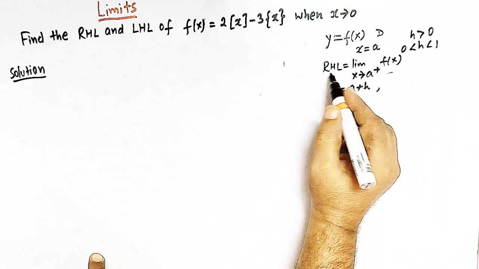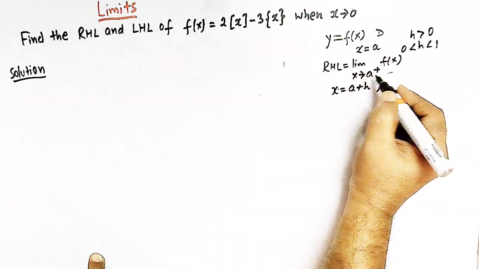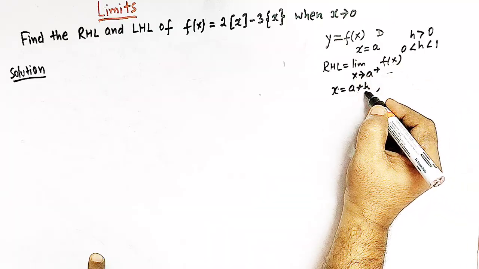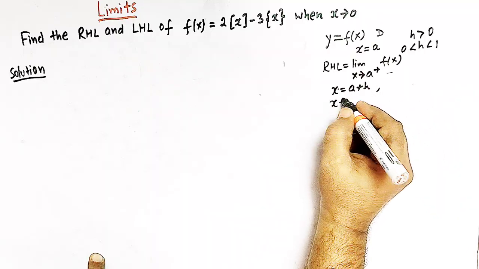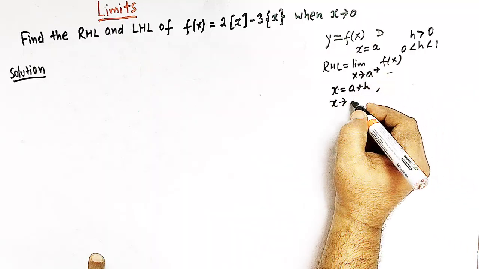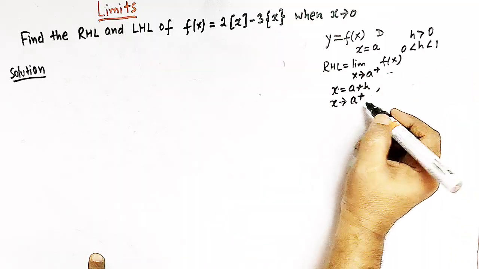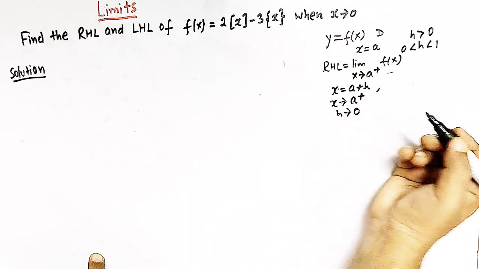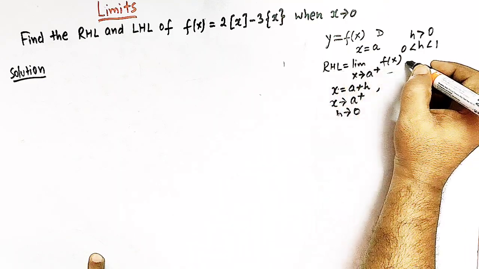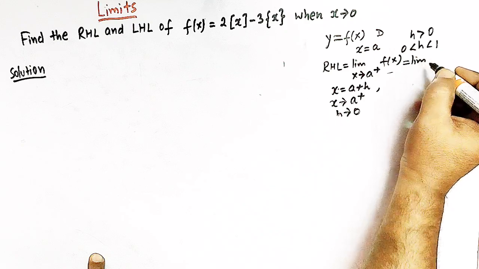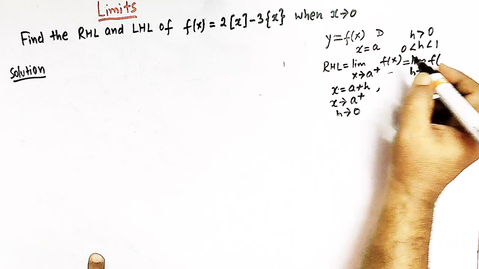To get the right hand limit, we have this notation, and then we take x is equal to a plus h. When x approaches a from the right of x is equal to a, then h tends to 0. So we have the right hand limit in terms of h, that is limit h tends to 0 of f of x.